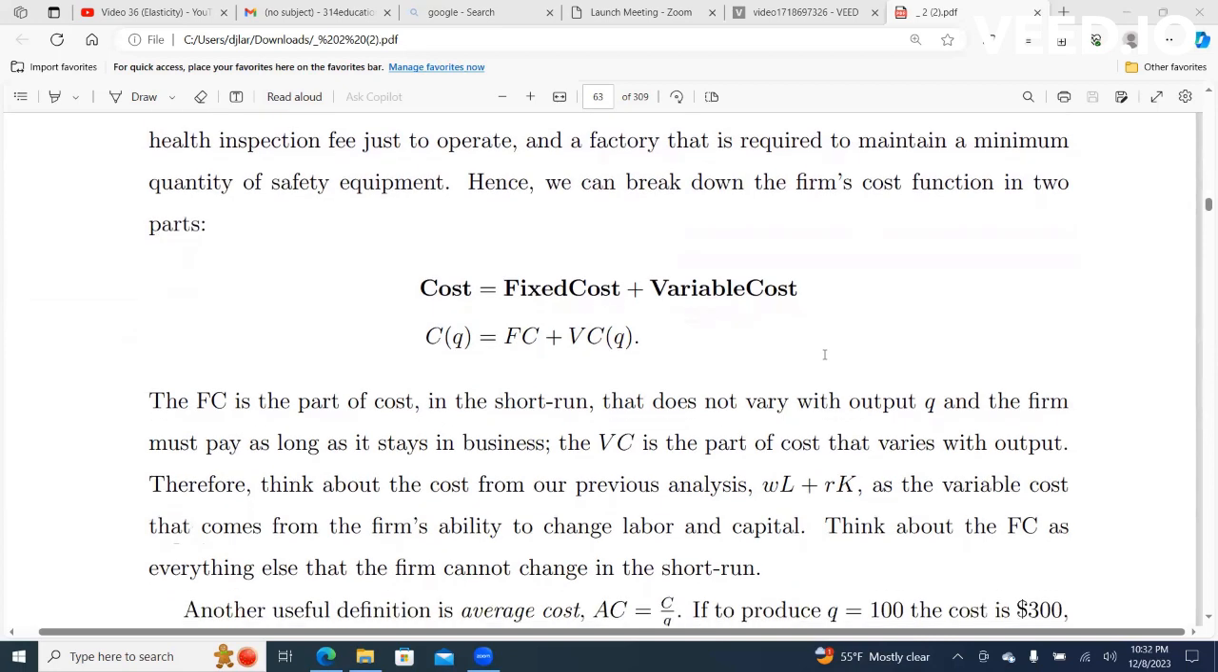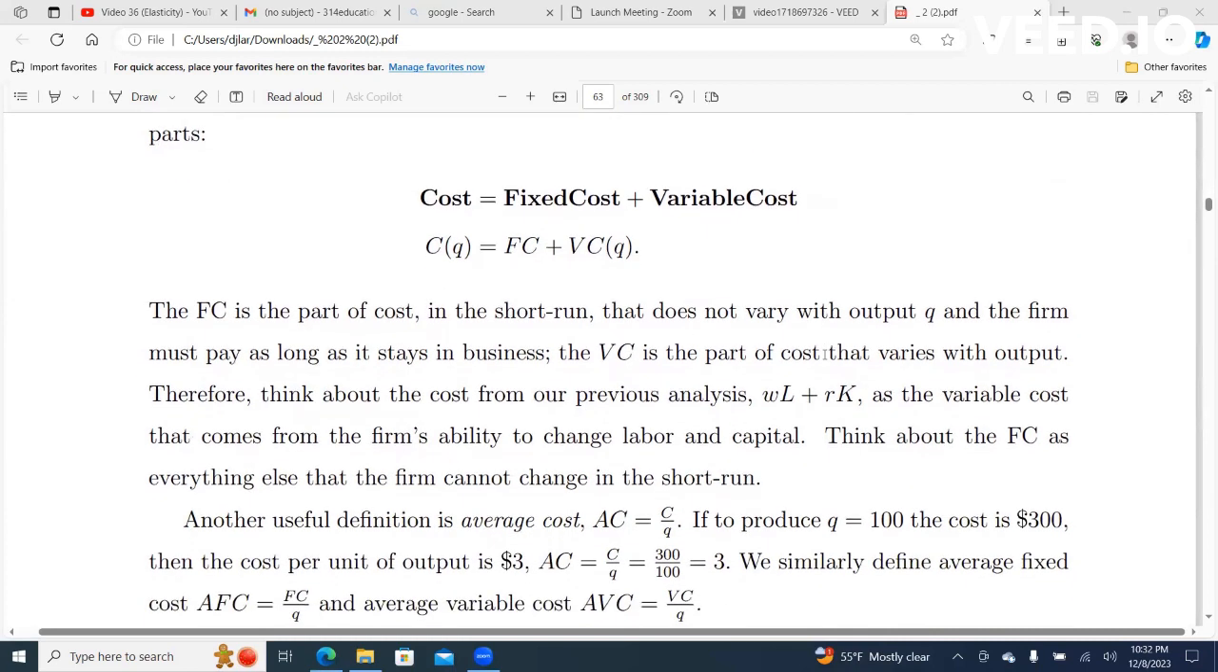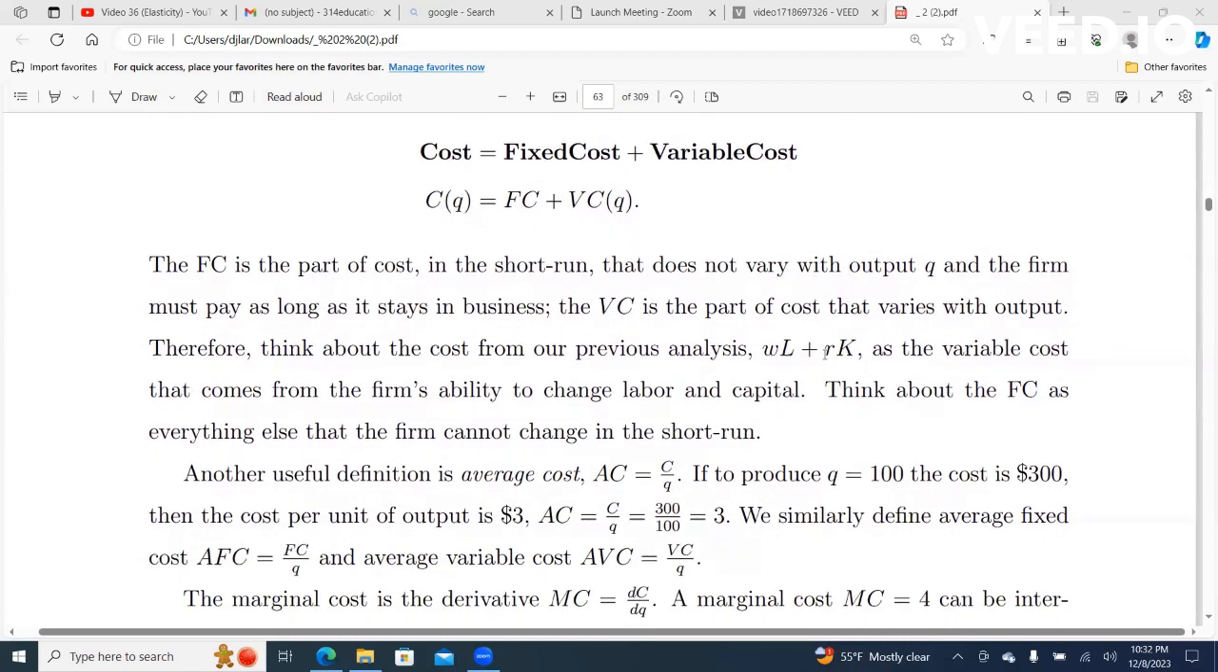So this is just a very basic understanding. Our total cost is obviously our fixed cost plus our variable cost. Usually things are a function of quantity, so the variable cost is a function of output quantity. Fixed cost is not a function of anything. It's a constant. And cost is therefore fixed cost plus variable cost.